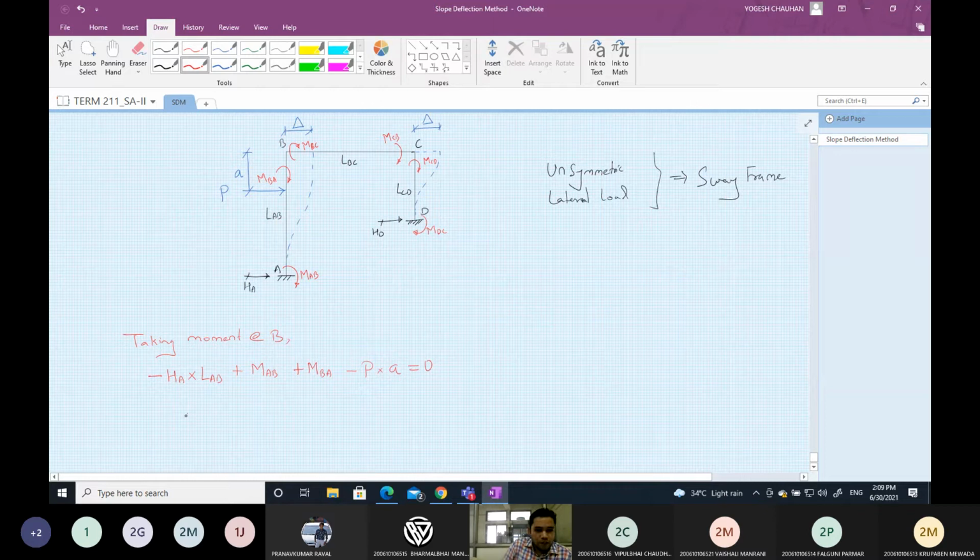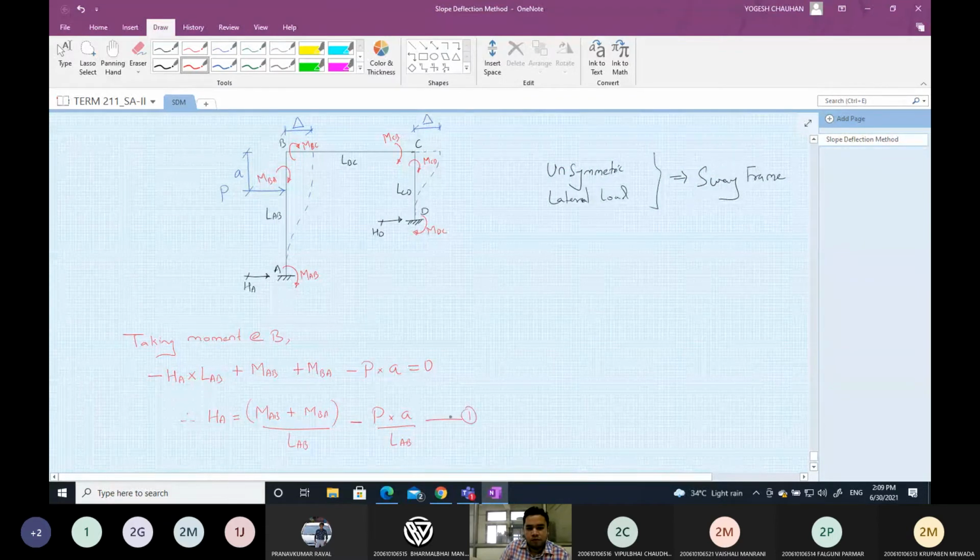So HA will be equal to MAB plus MBA divided by LAB minus P into A by LAB. Okay, mark this as number 1.